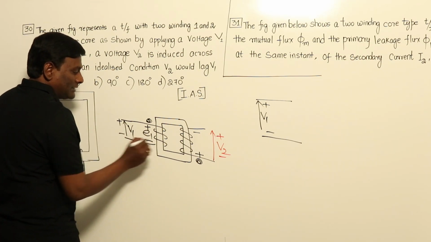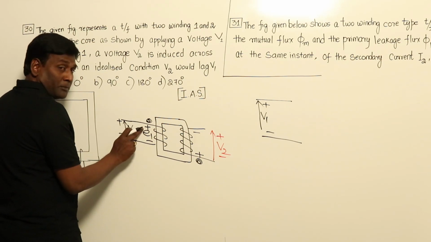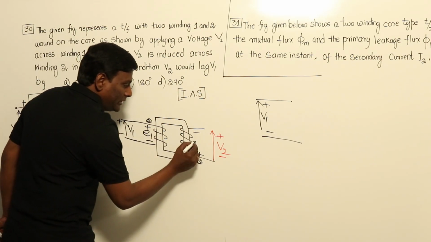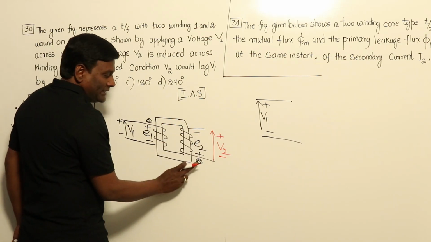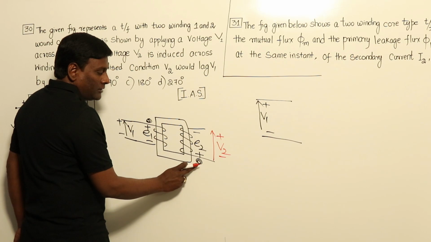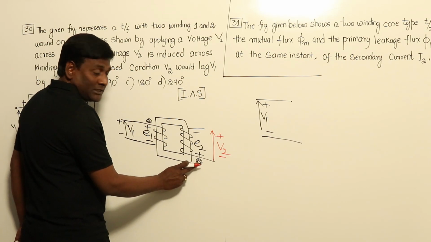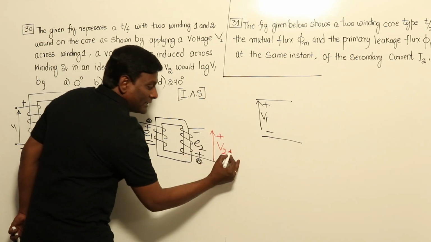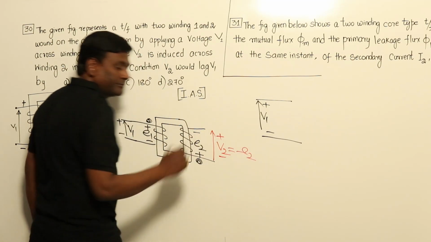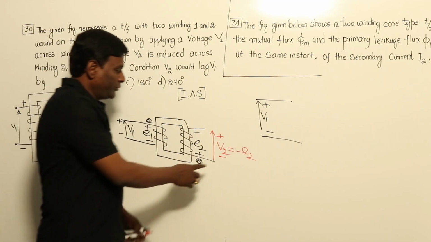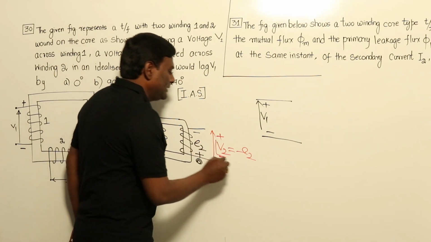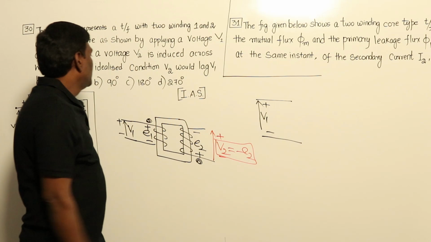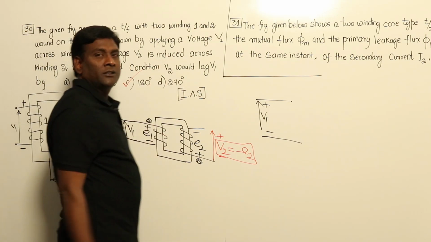So if E1 is like this, whenever the dot is coming here positive, this dot should be positive. Okay, so in your network theory, this is going to be positive. Actual positive. So by network theory, actually he is asking this, means that V2 is going to be minus E2. Minus E2 means that 180 degrees phase displacement will be there.